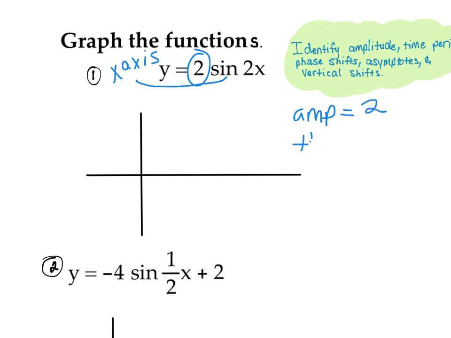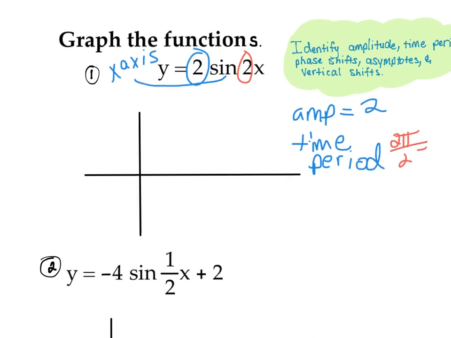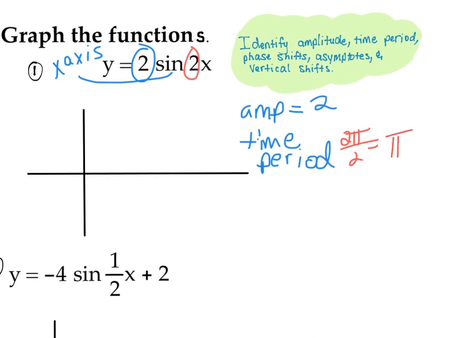Then I'm going to look at the time period. For our sine, cosine, and their reciprocal functions, how do I find the time period? It's 2 pi divided by the number that's right in front of x. So my time period is from 0 to pi. Everybody understand that? Okay. Is there a vertical shift? No. On your test, it will say, if there is not one, write the word none. So there's no vertical shift. There's nothing being added or subtracted to the end of this function.